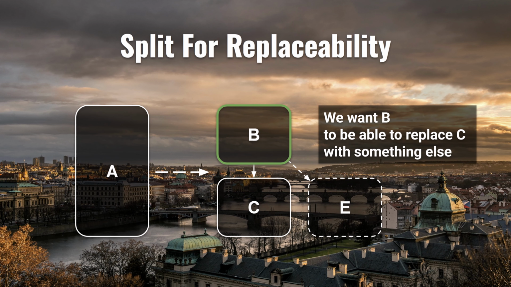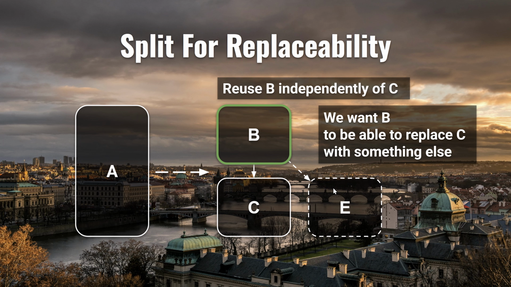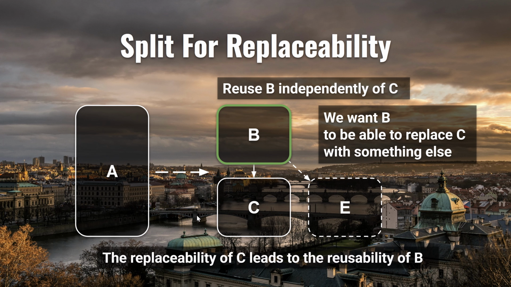Splitting a unit for replaceability is a little bit different. You're still splitting A into B and C, but instead of focusing on the reusability of C, we are focusing on the replaceability of C. So we want B to be able to replace C with something else. In other words, we want to be able to reuse B independently of C, not C independently of B. It is the replaceability of C that leads to the reusability of B.